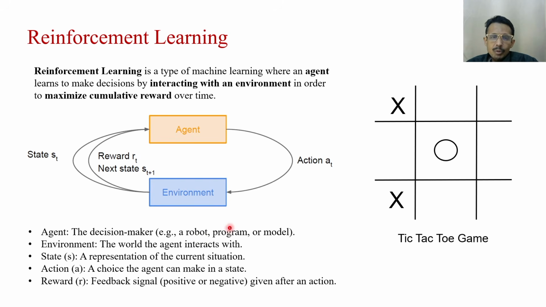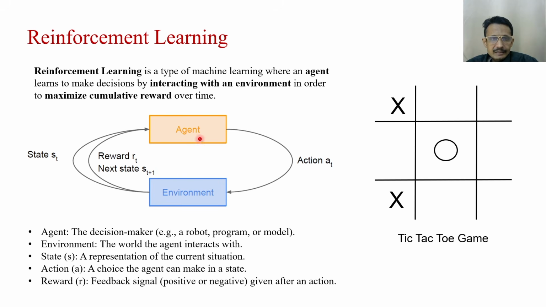This agent may be a robot, maybe a program or model, that takes some action, let's say action A at the state T for a particular environment, and this action is such that it helps the agent maximize the cumulative reward over time. So what is the cumulative reward? Before understanding the reward, we have to understand this setup.